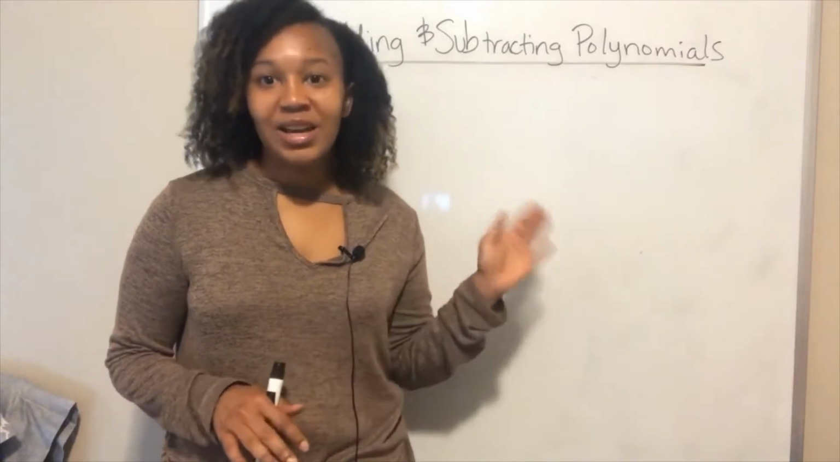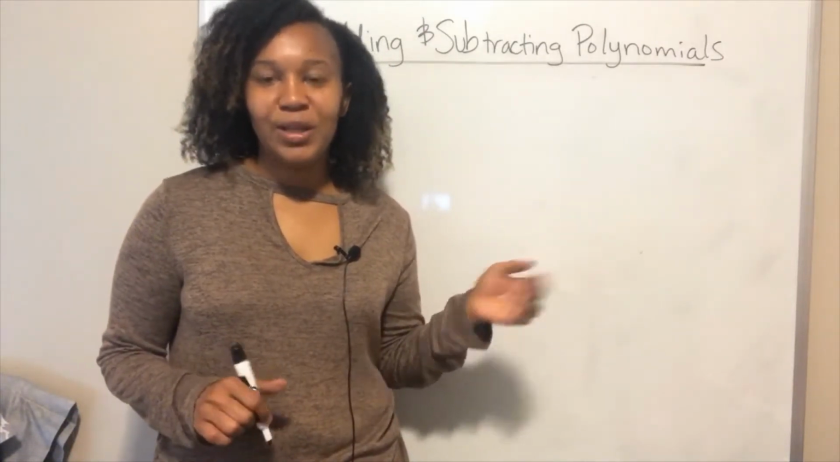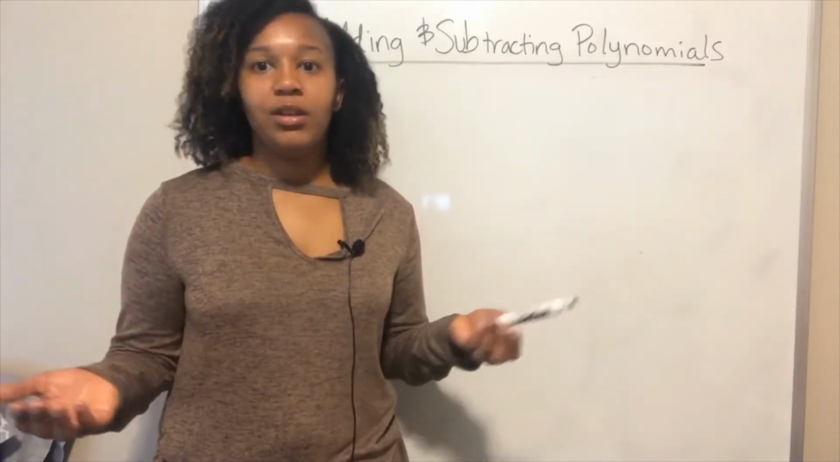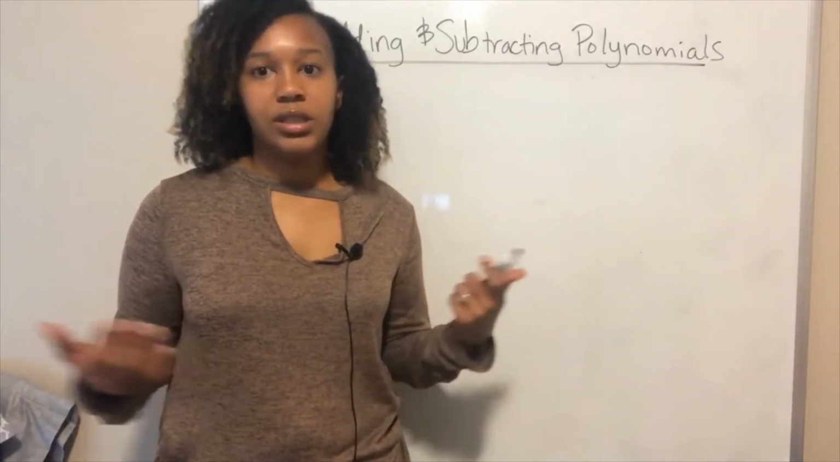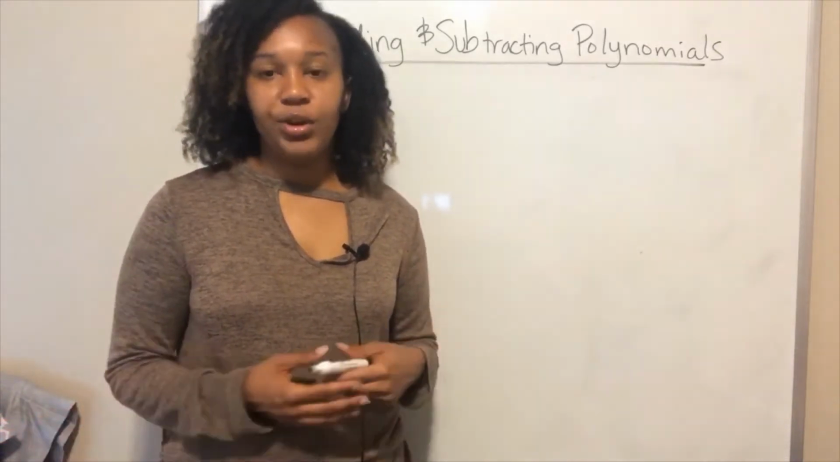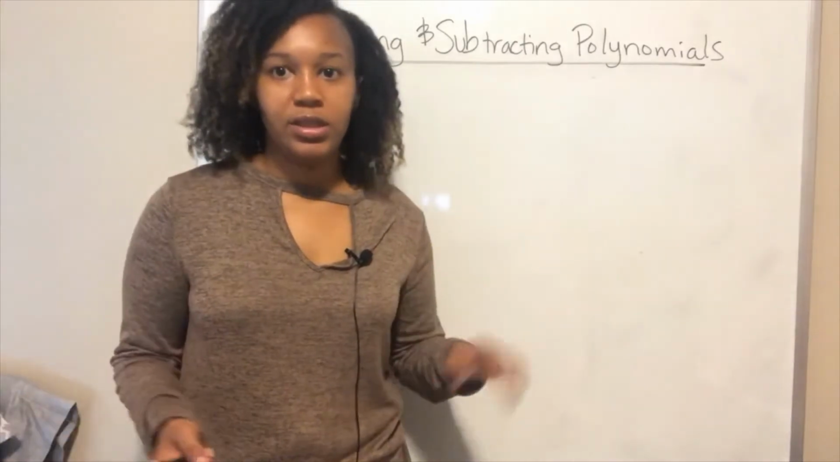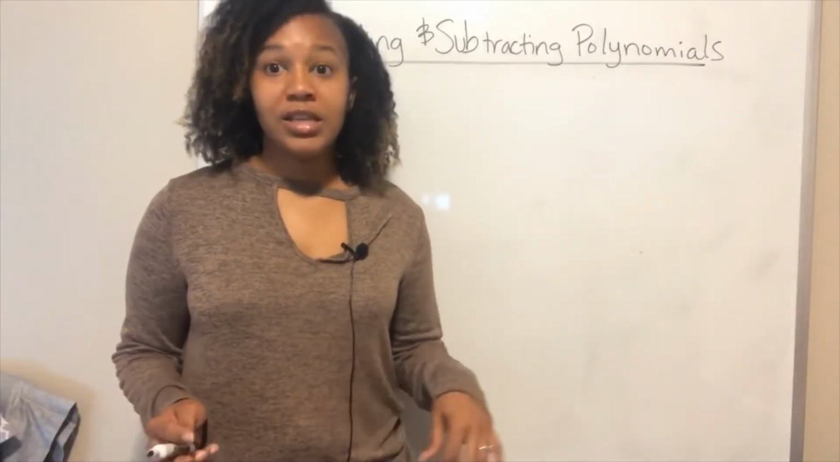Okay, so let's talk about adding and subtracting polynomials. Whenever you add polynomials, basically what you want to do is just combine like terms. So when you're adding polynomials, you can drop your parentheses and you can combine like terms. Let's look at some examples.